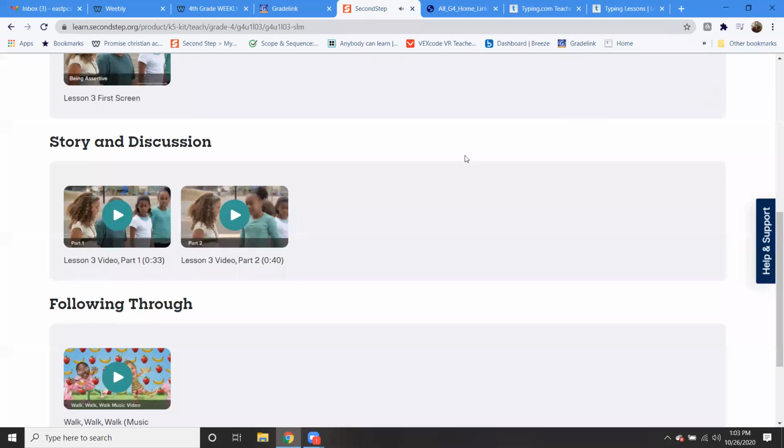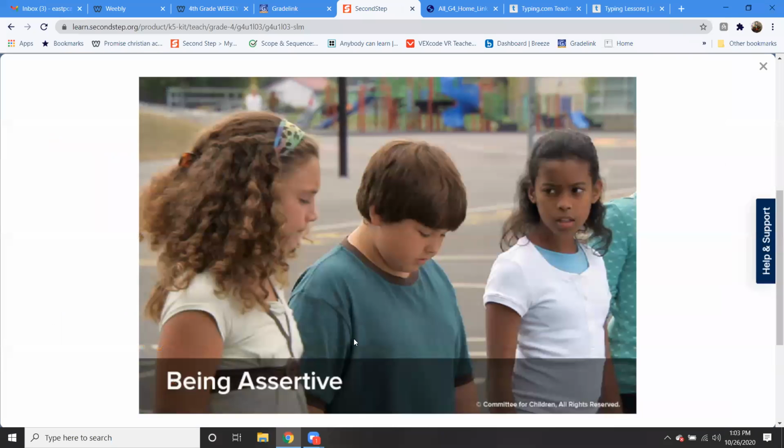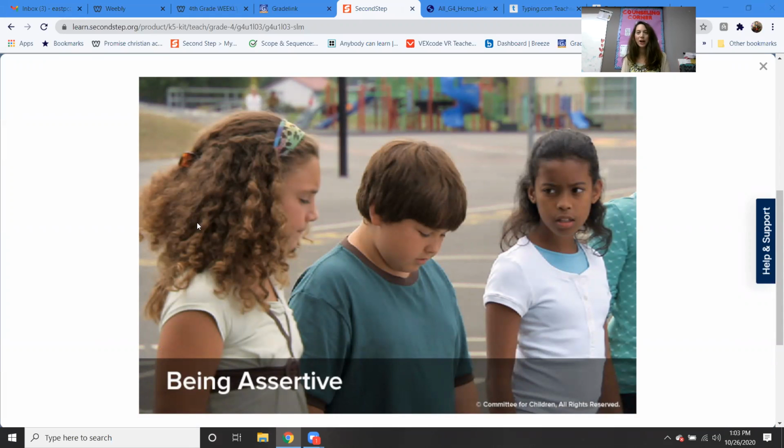So we take a look at these kids. They're playing outside and they're having recess. And this girl, she comes over and she wants to play. But Lego Man, come on over. I want to ask you, how is she communicating with the other kids?